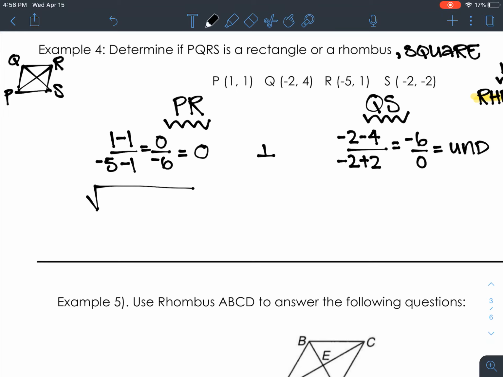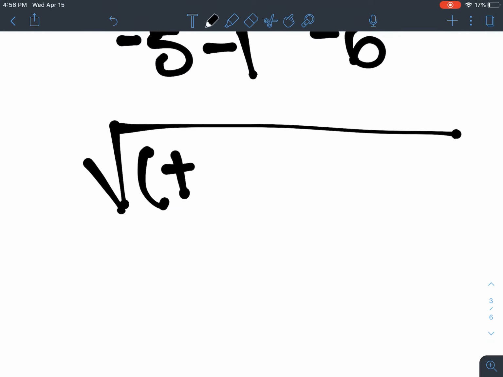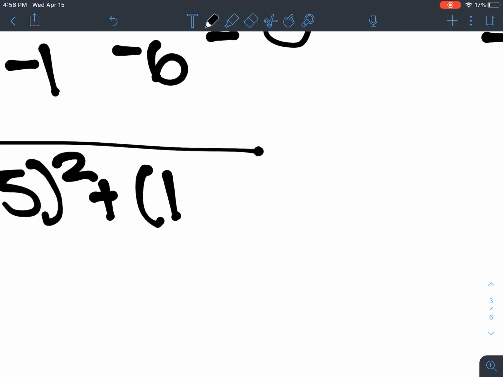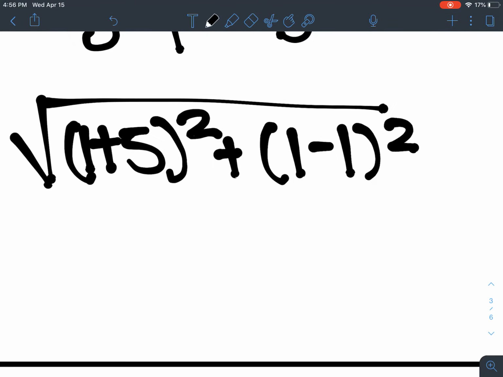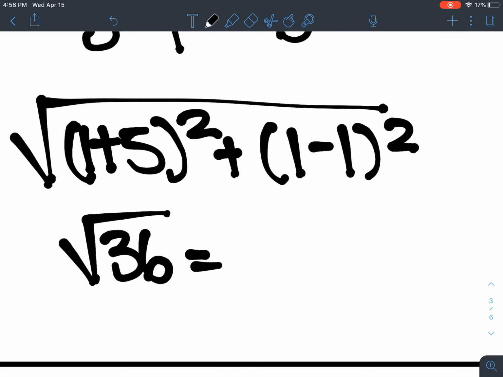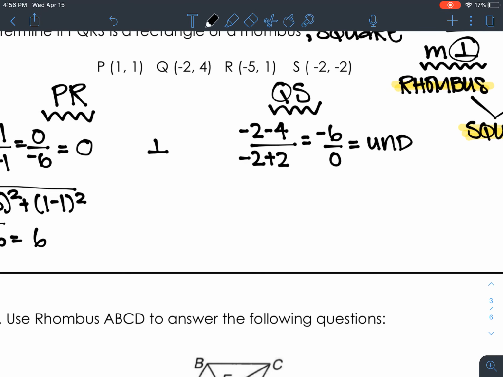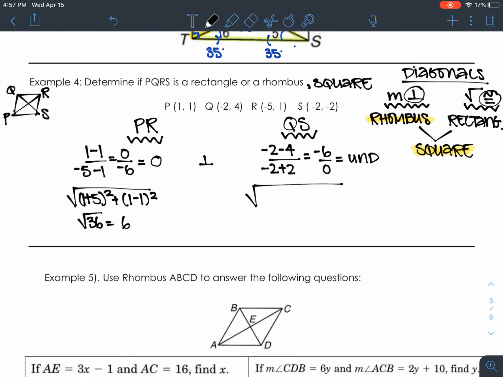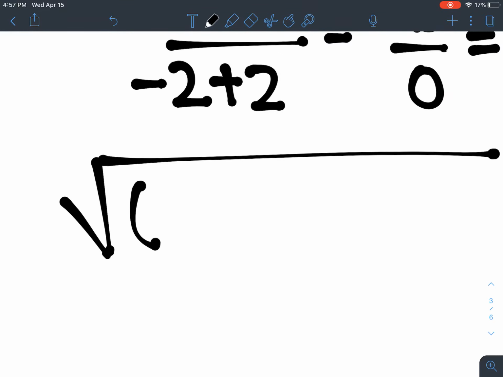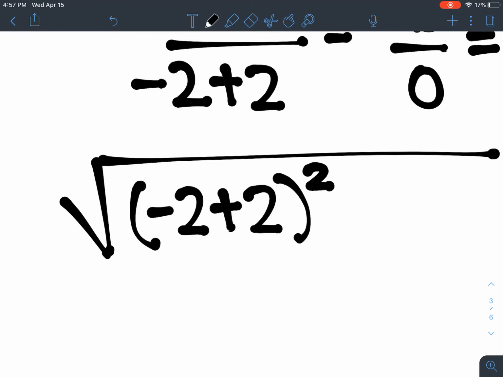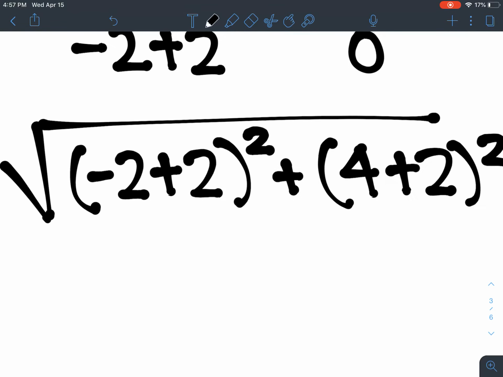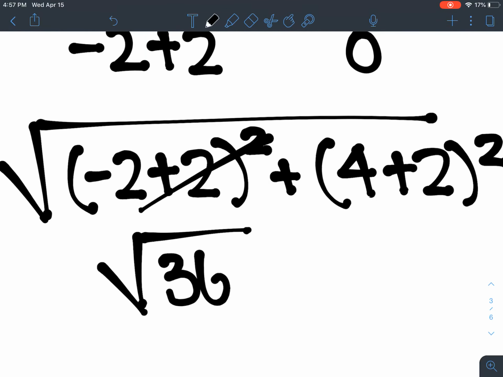The distance of PR, I'm going to do 1 plus 5 squared plus 1 minus 1 squared, which gives me the square root of 36, which is equal to 6. Holy cow. I'm now going to find the distance of QS. I'm going to do negative 2 plus 2, which is 0, squared, plus 4 plus 2 squared, which gives me the square root of 36, which is equal to 6.